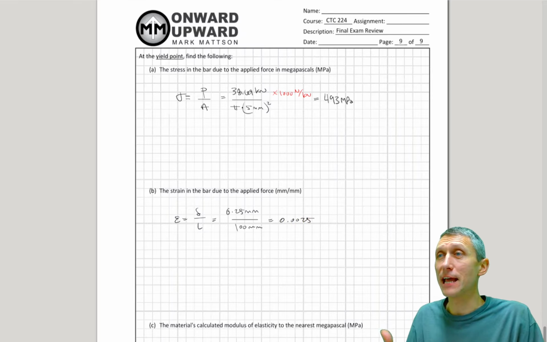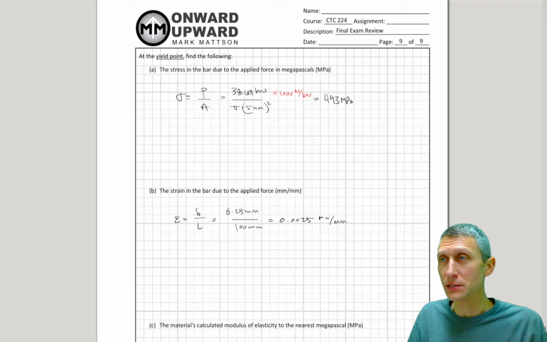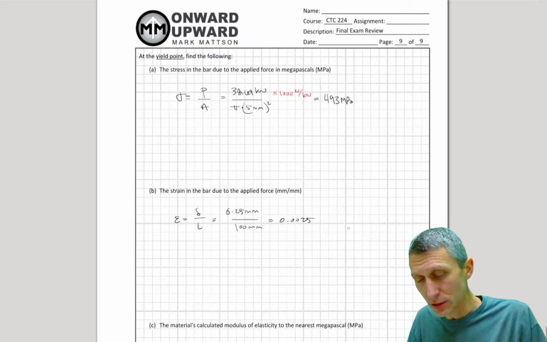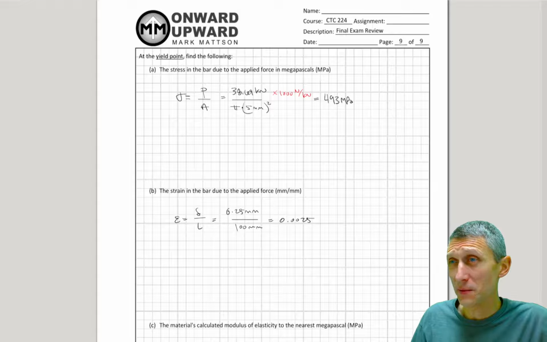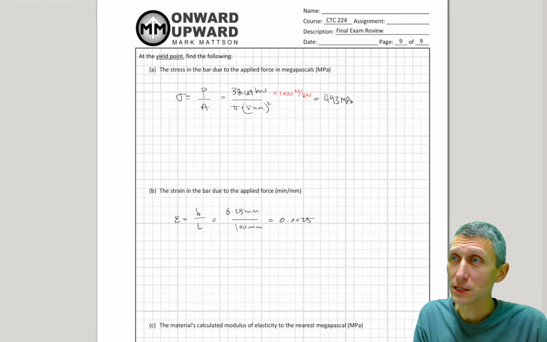You'll notice this doesn't have units. This is like millimeters per millimeter, right? This is just unitless. A lot of times I'll just leave those units off for strain because it's just a ratio of the change in length to the original length.